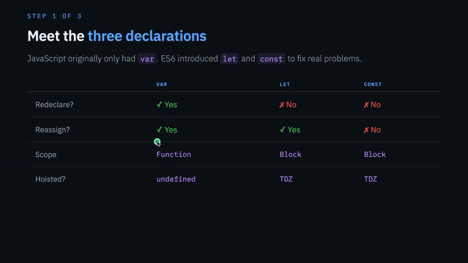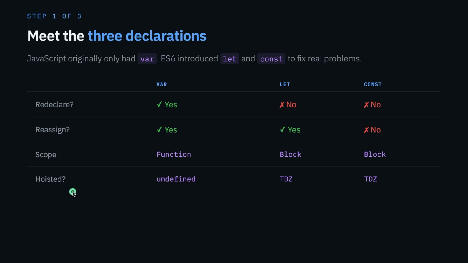When it comes to scope, variables which are declared using the var keyword are function scoped. We will understand what function scoped and block scoped mean later in this video, but for now you need to remember that a variable declared using the var keyword is function scoped, and let and const are both block scoped.